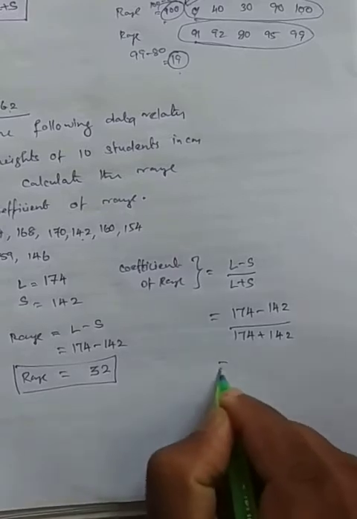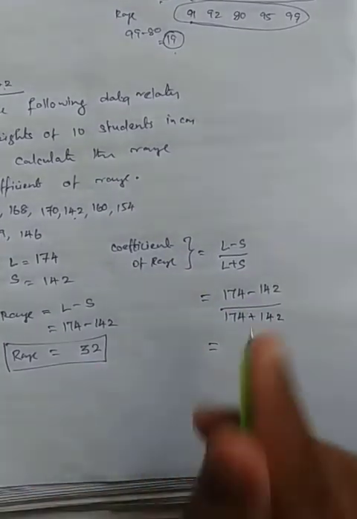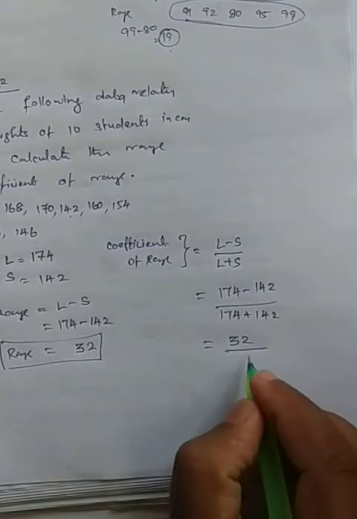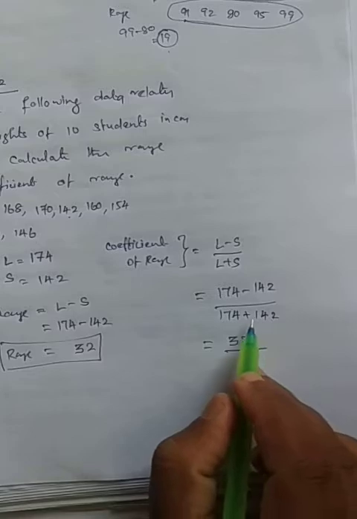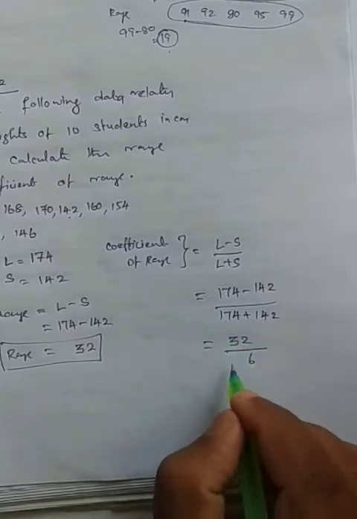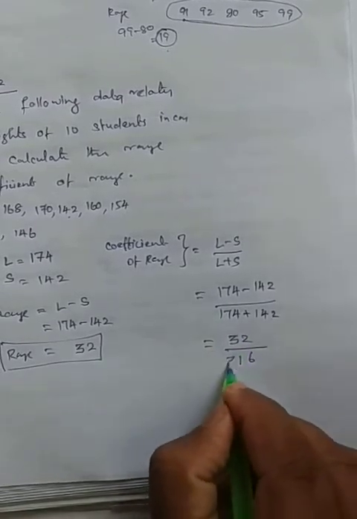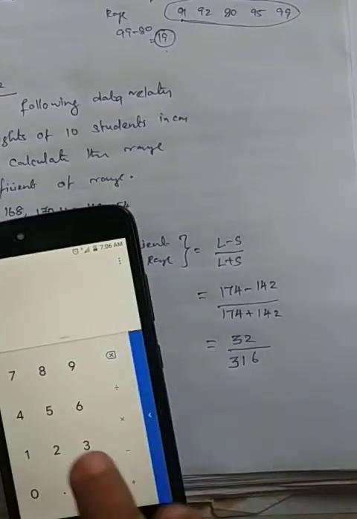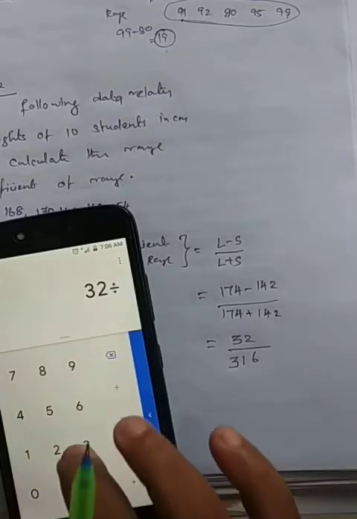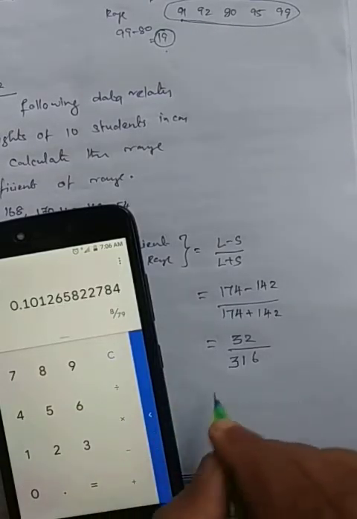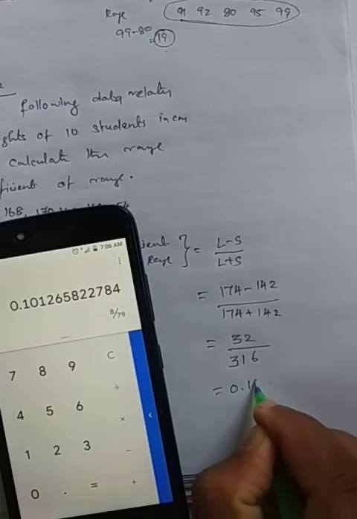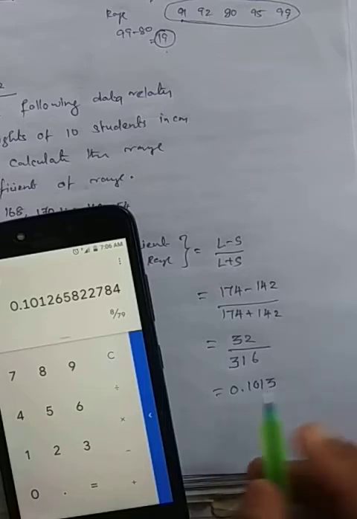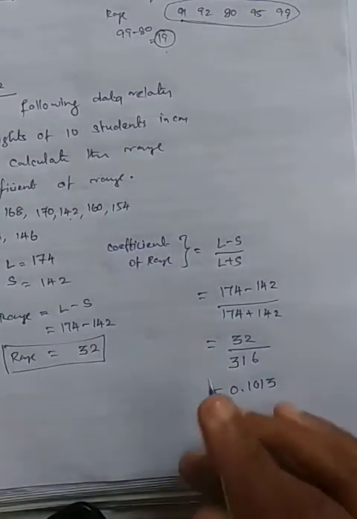This is the thing. So 174 minus 142, how much are we getting? 32. Divided by 4 plus 2 is 6, and then 7 plus 4 is 11, and 1 balance is 1. So 316 will come. Now you can easily use a calculator. So 32 divided by 316, if you do that, you are getting 0.10126. You can write 0.101. It's not an issue. So up to this is what we can say is the coefficient of range.